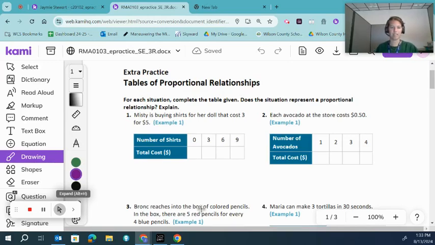Today we will be talking about tables of proportional relationships. Remember, proportional relationships are ratios that are equivalent all the way through. Okay, so let's take a look at number one.